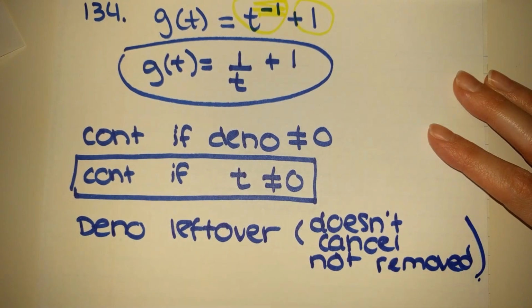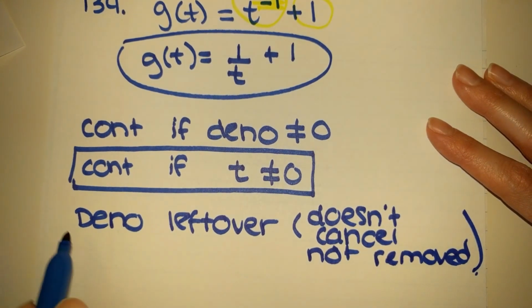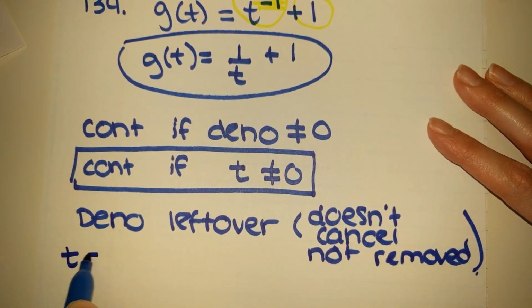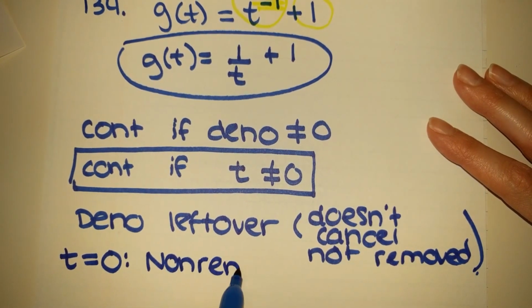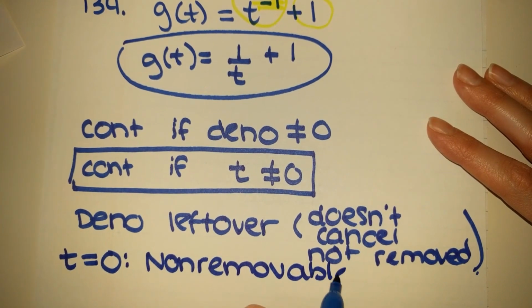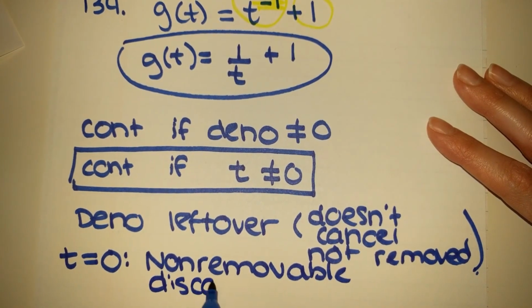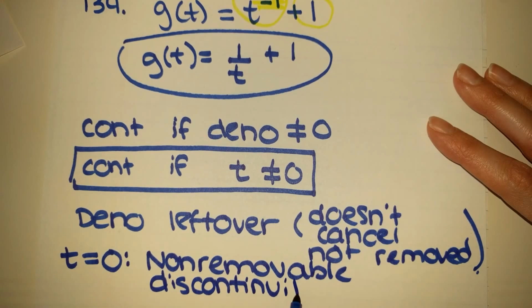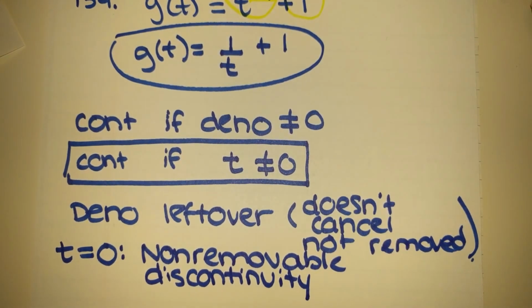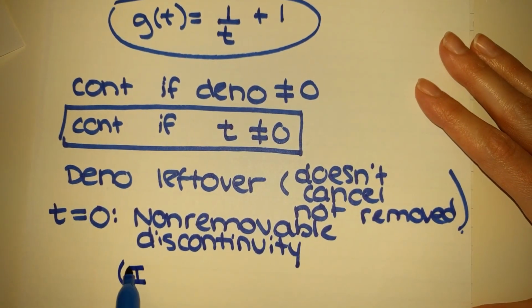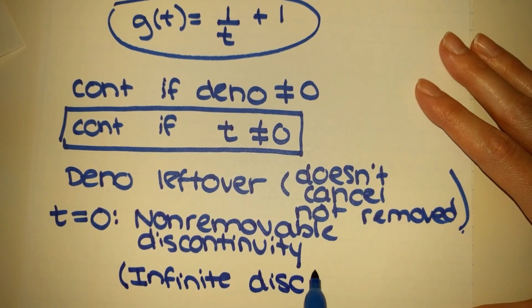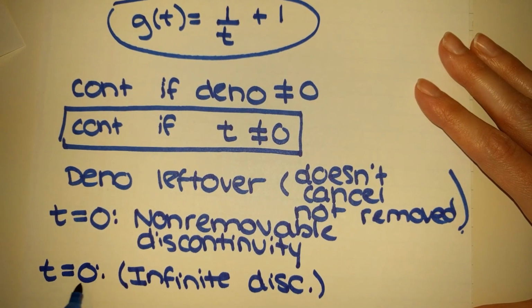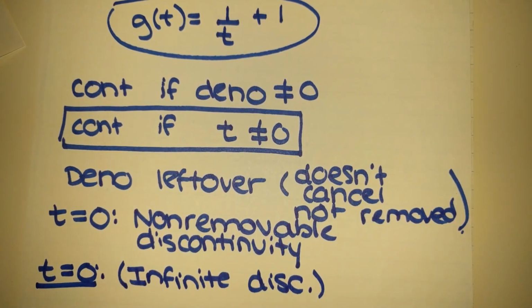Because of that, so it's left over, it's not canceled, it's not removed, that means that t is equal to 0 is a non-removable discontinuity. And as we talked about, in order to have a non-removable discontinuity, you basically have a vertical asymptote. So another way of saying this is that we have an infinite discontinuity at t is equal to 0. So the function is not continuous at t is equal to 0, and we have an infinite discontinuity there.